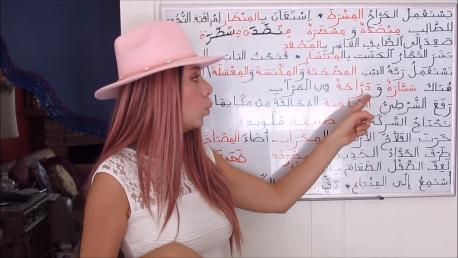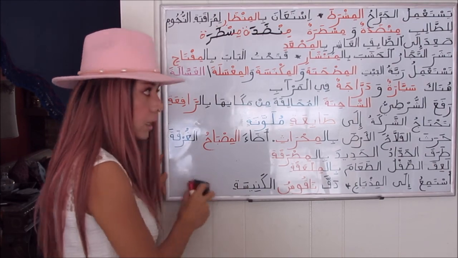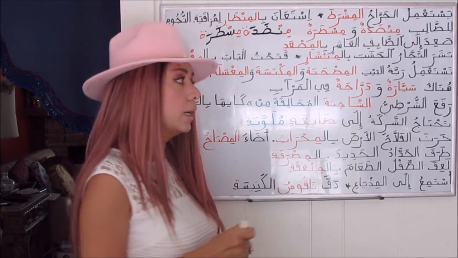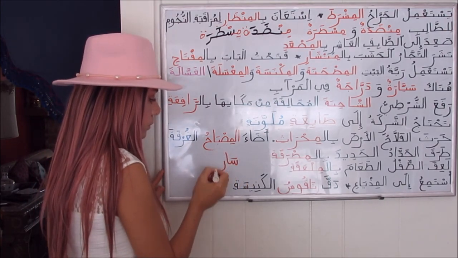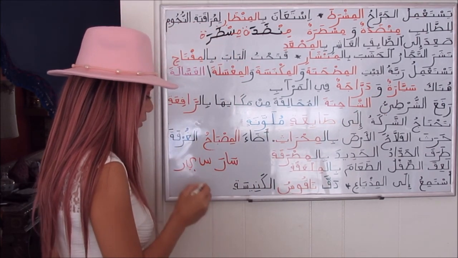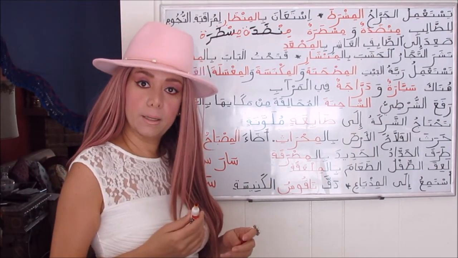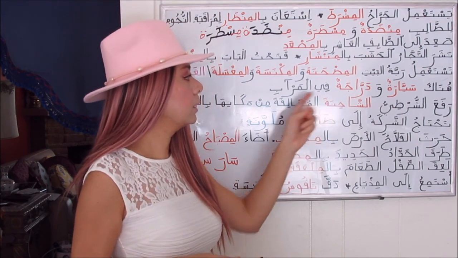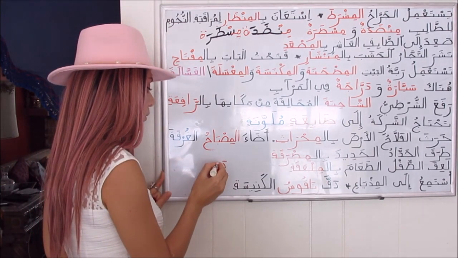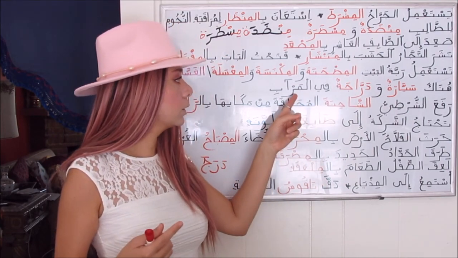هناك سيارة ودراجة في المرآب. سيارة means a car. There is a car and there is a bike in the garage. سيارة is from the verb سار, to go, or the root سين ياء راء, from the verbal noun سير. سيارة, فعالة. دراجة, فعالة. دراجة is from the verb درج, which means to circulate. So there is a car and there is a bike in the garage, في المرآب.